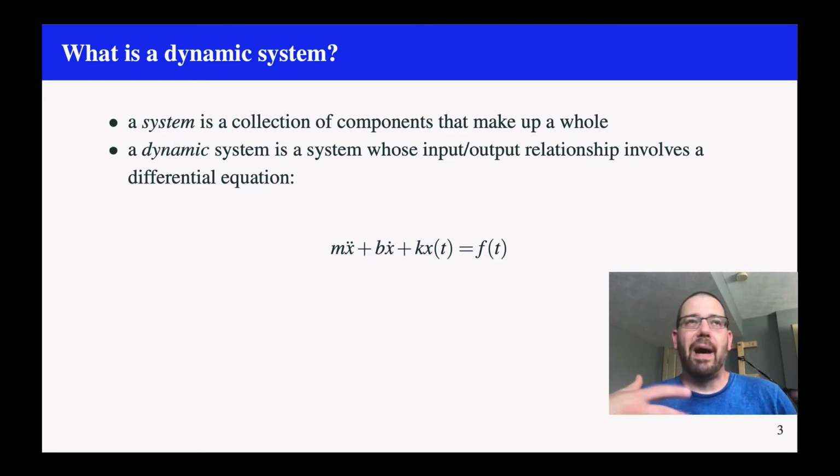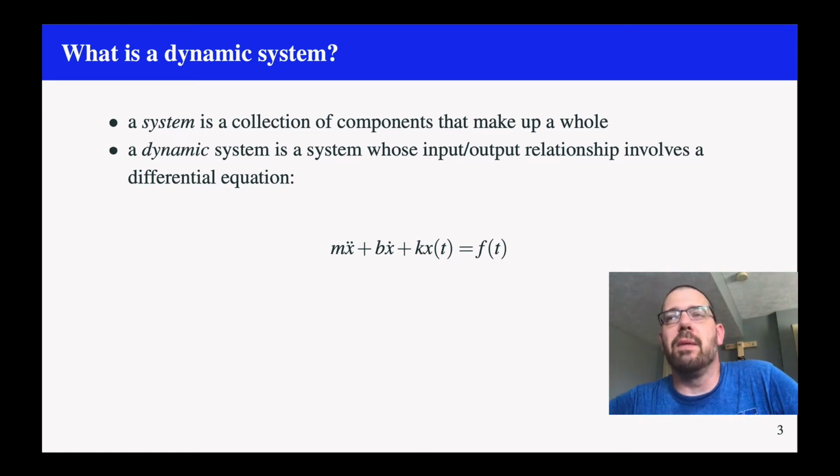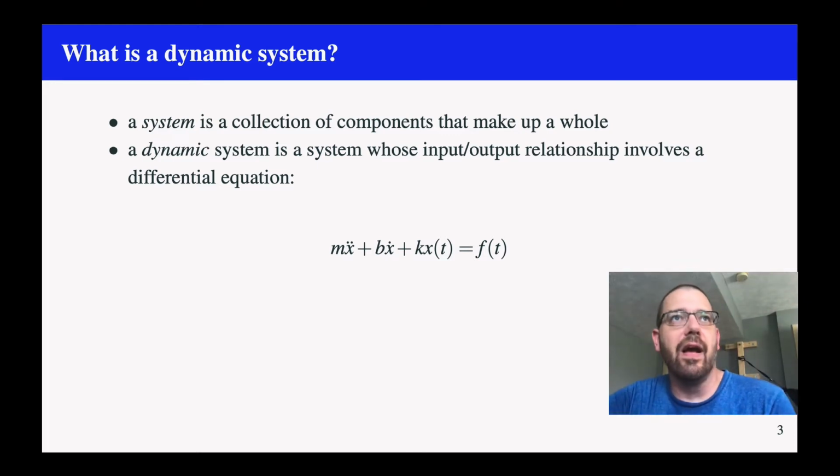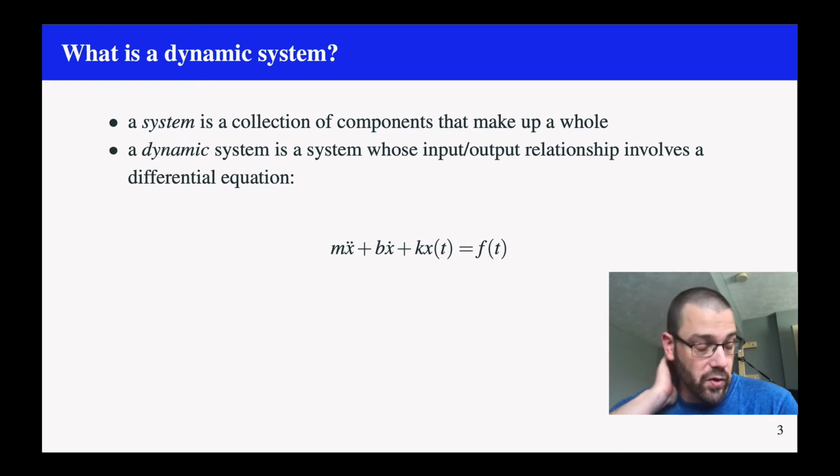So a bicycle is a system made up of different components. A refrigerator is a system made up of different components. A biomedical device is a system made up of different components. They all work together to accomplish some end. An electrical circuit has different components that make up an electrical system, and so on and so forth.